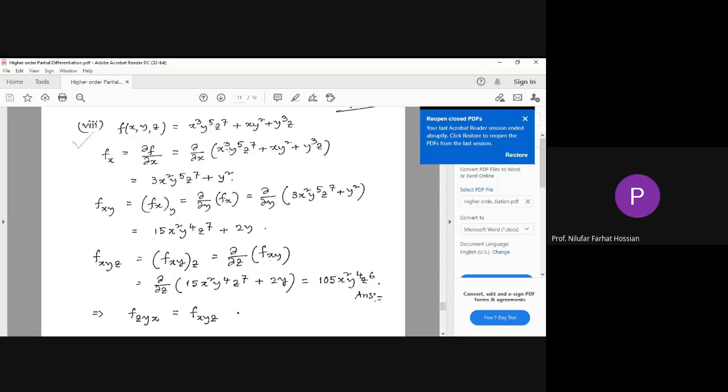So fx. So y to the power 5, z to the power 7 constant, this will give you 3x square. So 3x square, y to the power 5, z to the power 7. This will give you just y square, and this will give you 0. Okay, next, fxy, that means differentiation of fx with respect to y. So del y of fx.